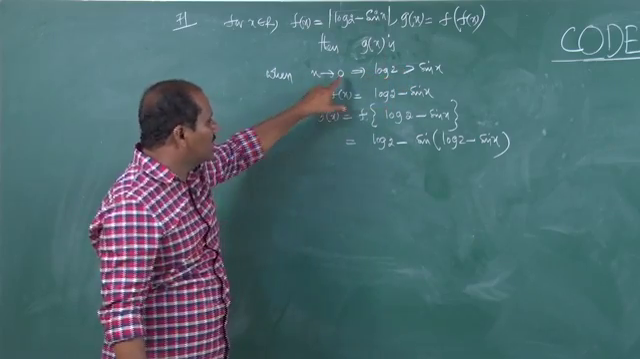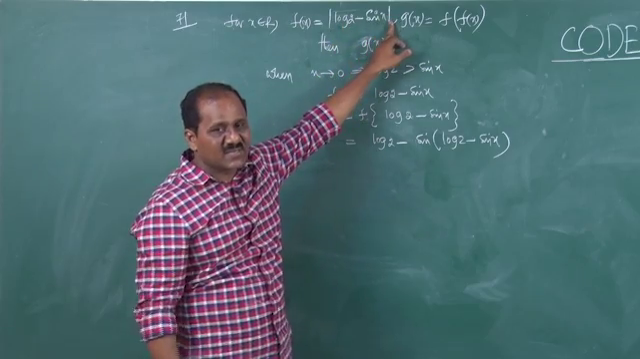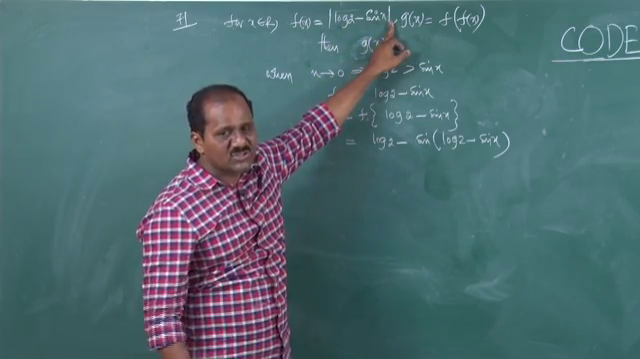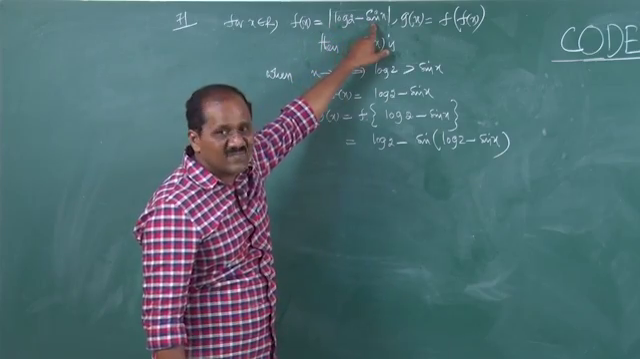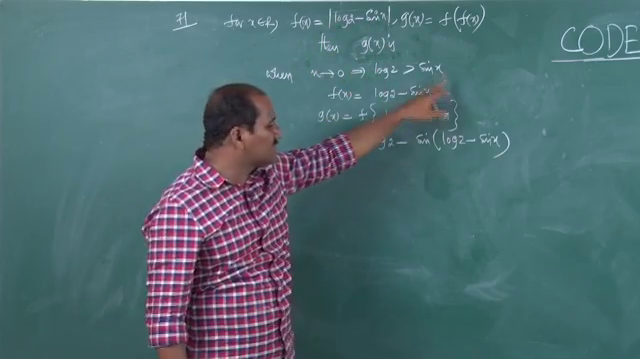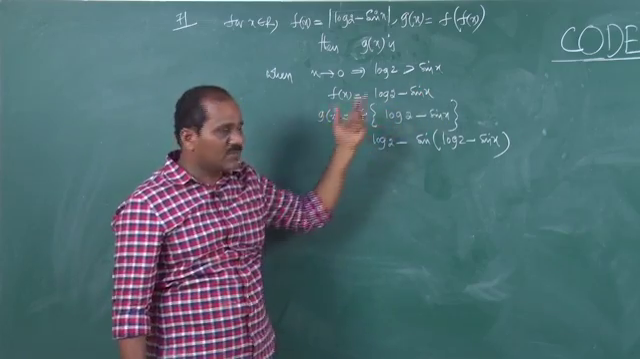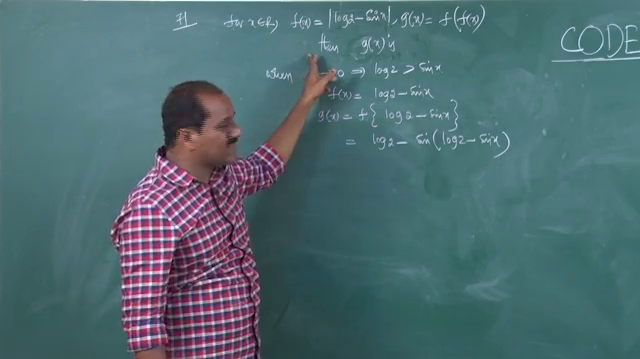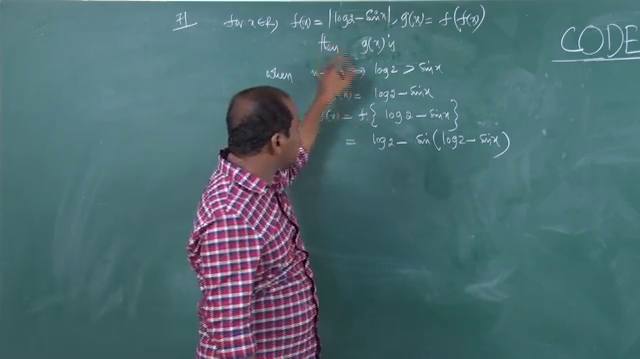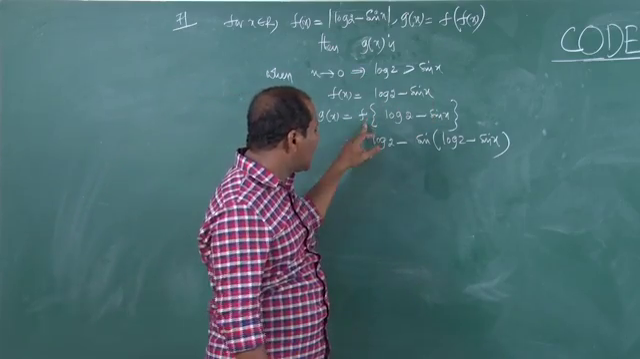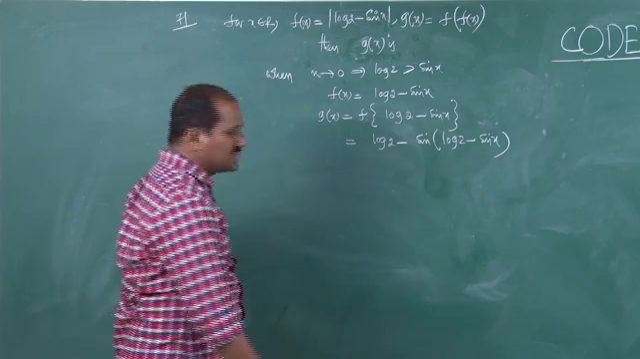Surrounding 0, when x approaches 0, log 2 is always greater than sin x, because sin x tends to 0 plus or 0 minus. Obviously, log 2 minus sin x is always positive, hence log 2 is greater than sin x, therefore f of x is equal to log 2 minus sin x. But our question is g of x is equal to f of f of x. So, f of x is equal to log 2 minus sin x, and log 2 minus sin of log 2 minus sin x, this is our g of x.